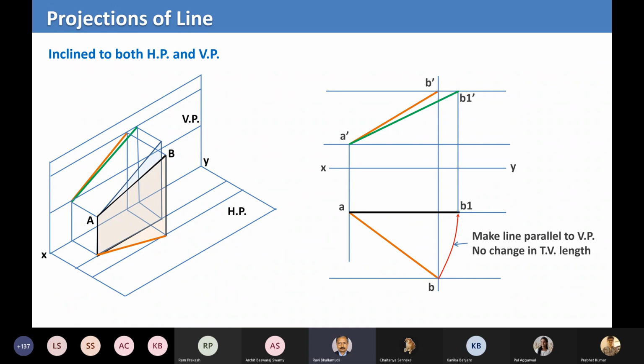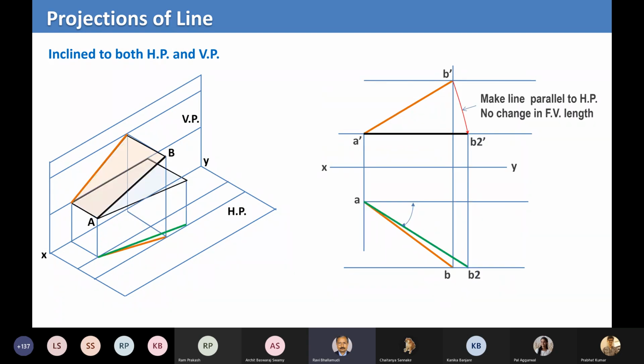Now, B1 dash, in some sense, would be the true length of the line. Just think for a moment why I'm saying that this green line is the true length of the line. Or hold it in your mind, and if you don't understand that, we will switch to the other side. It's the same thing. I'm doing it the other way now.